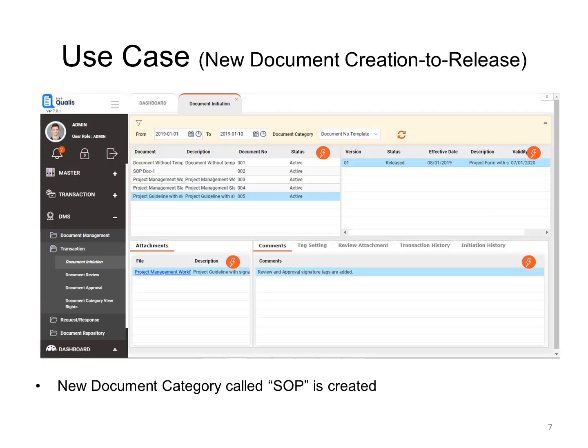In this slide, a use case has been created for a new document, from creation to release of a specific document. The initiator has uploaded a new document and has selected a specific workflow for review and approval. This particular document will go through the workflow setup prior to the initiation.